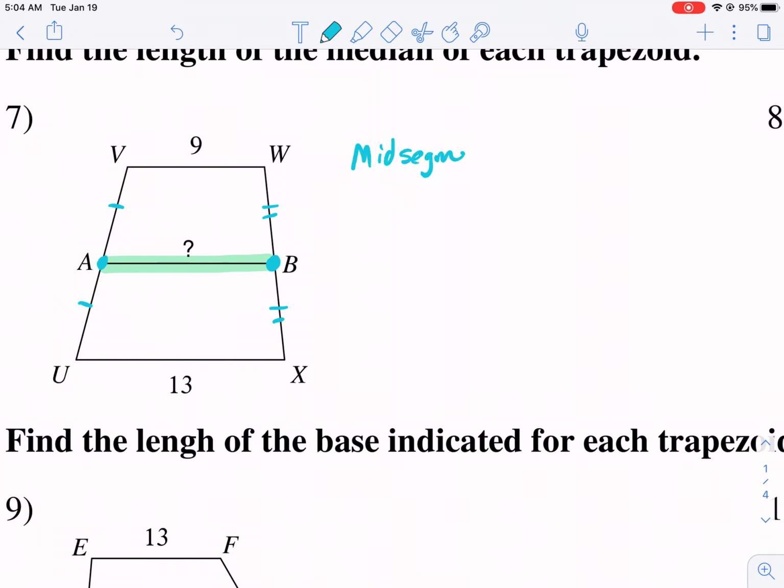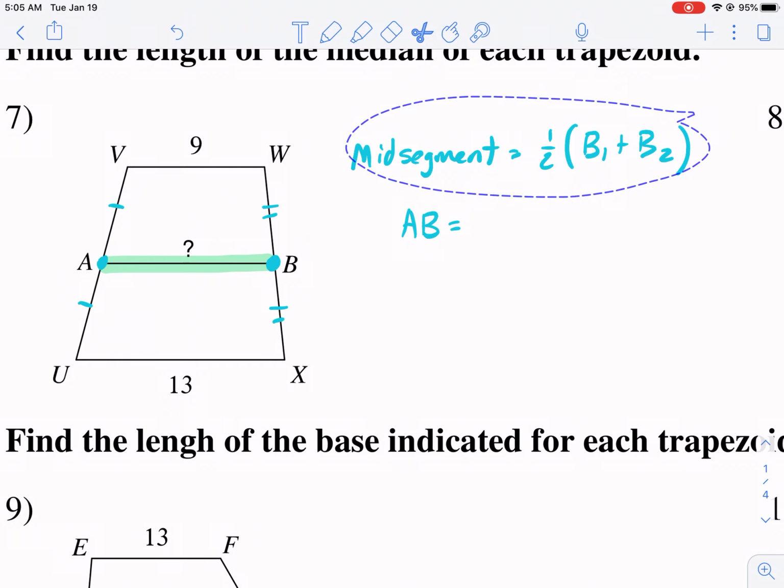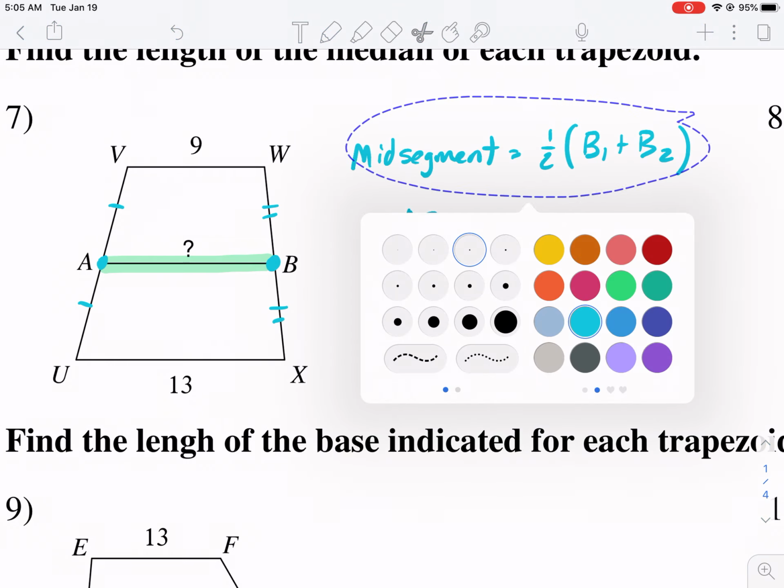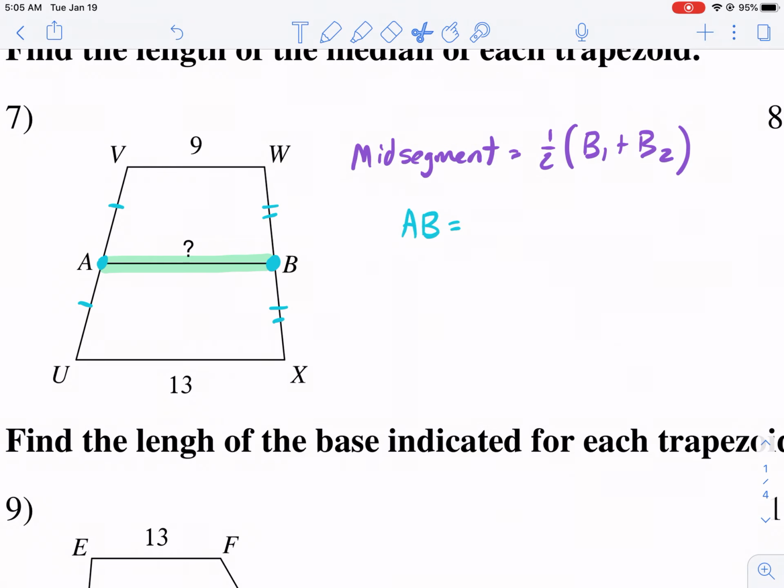Mid-segment is going to be equal to 1/2 the length of base 1 plus base 2. In this case, the mid-segment is AB. I'm going to change the color on this just so you can see, this is the formula. So AB is going to be equal to 1/2 of one of the bases, we'll call base 1 the small one, VW, plus the big base UX.